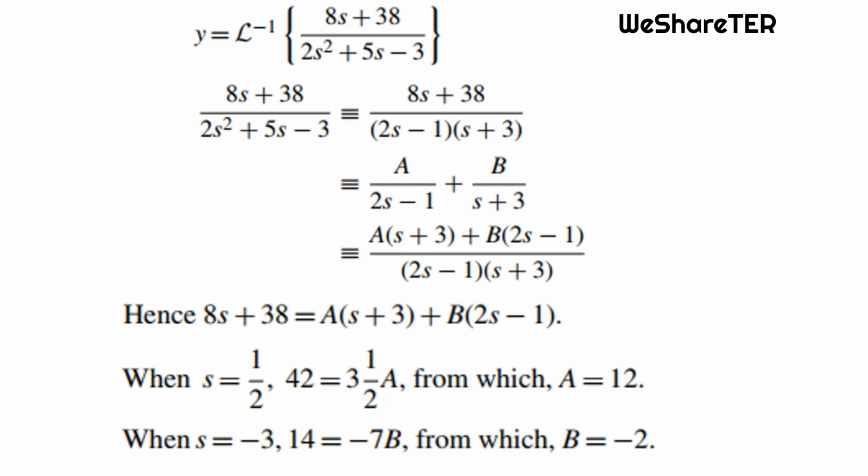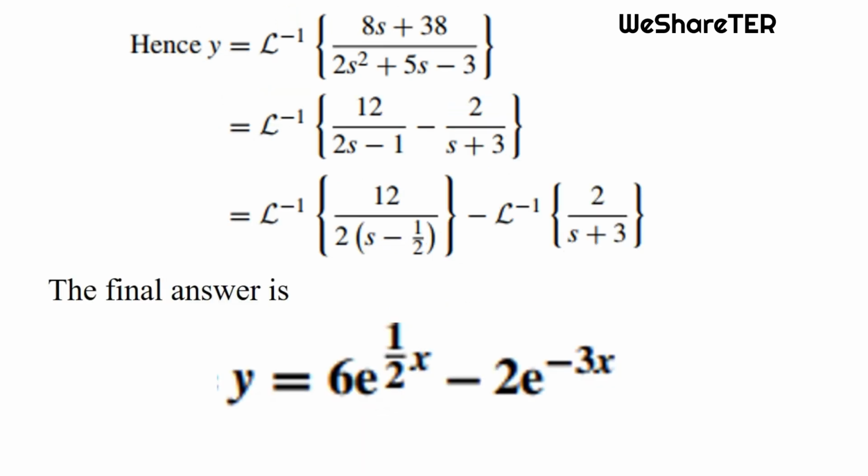As usual, you can see now that here we have 2 escape routes. The first one is when s is equal to minus 3, and the second one is when s is equal to 1 over 2. That will help us to find A and B, and as you can see here, our A is 12 and our B is minus 2. But remember, this partial fraction belongs to the first category, because you can see that the denominator can be expressed in linear form.